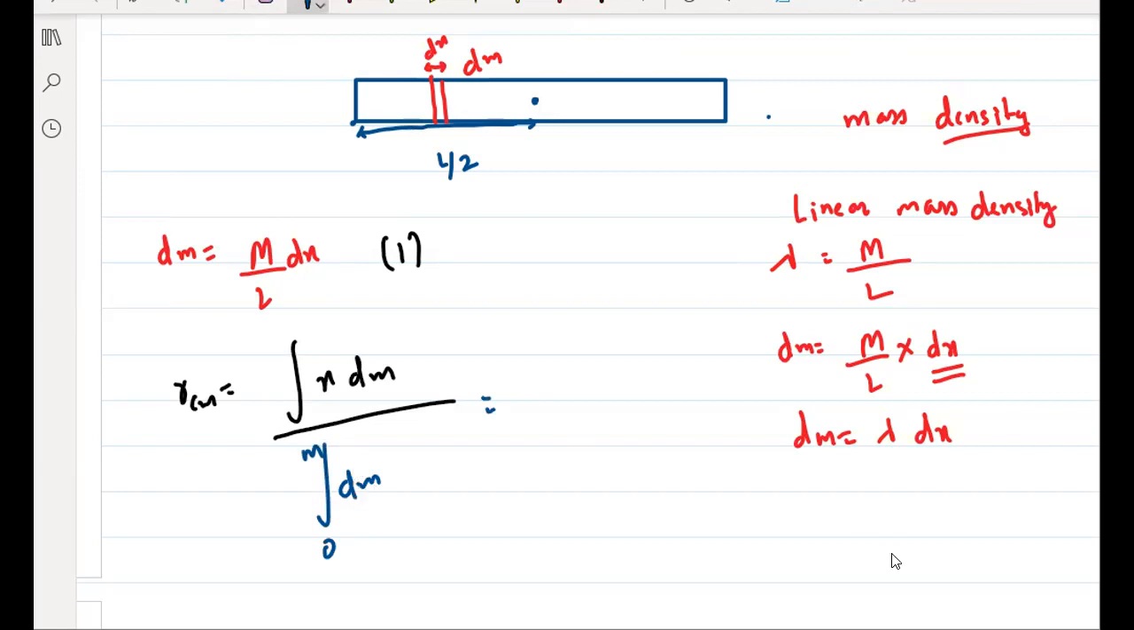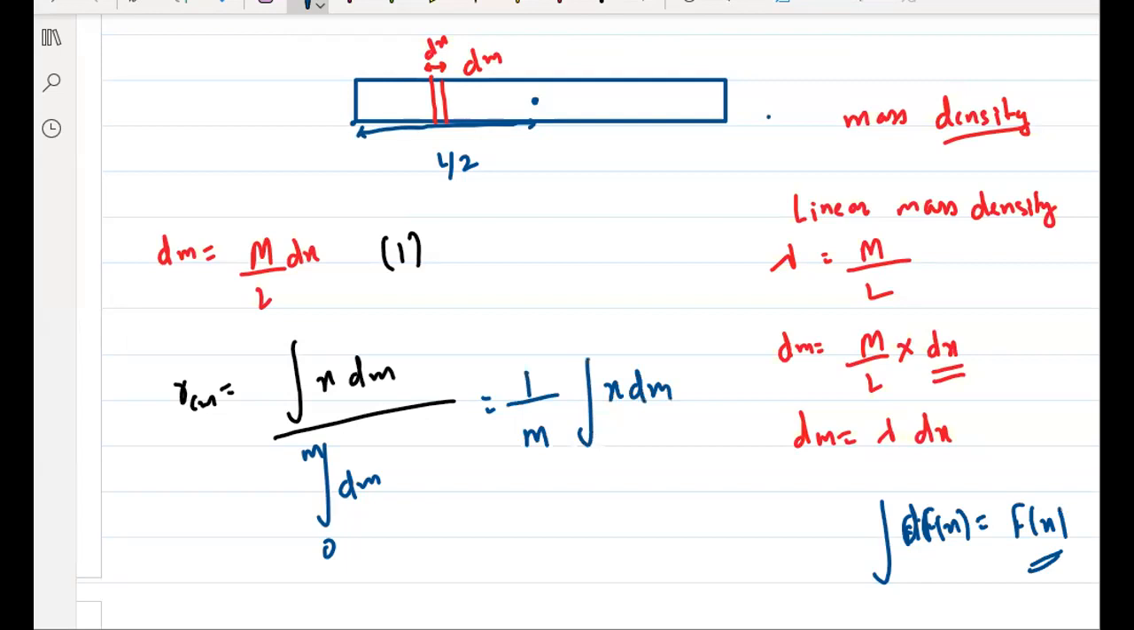I hope all of you know that the integration of d of f of x is just f of x. Yes or no? This is the basic integration. Chalo, very good. So I will be left with 1 by m integration of x dm.